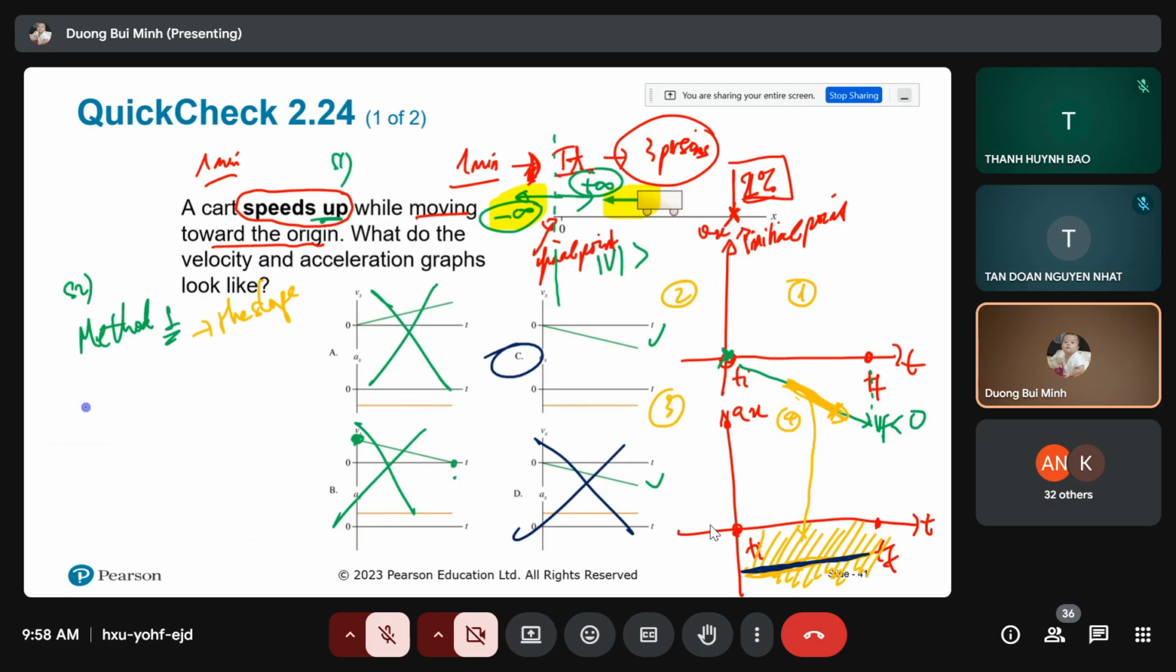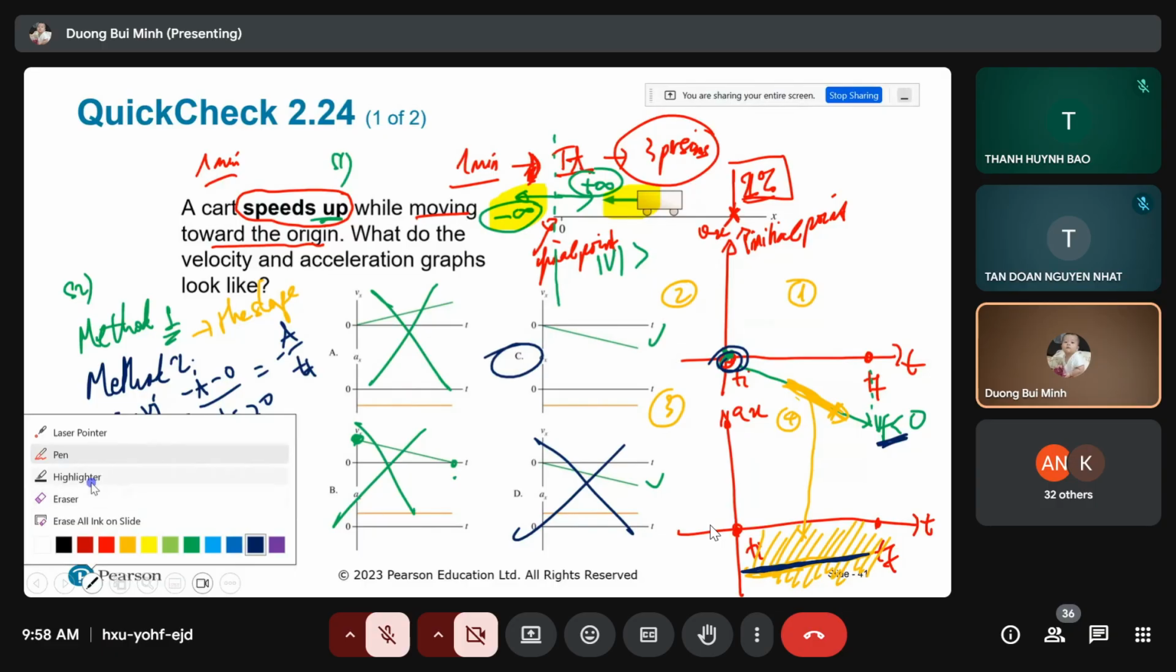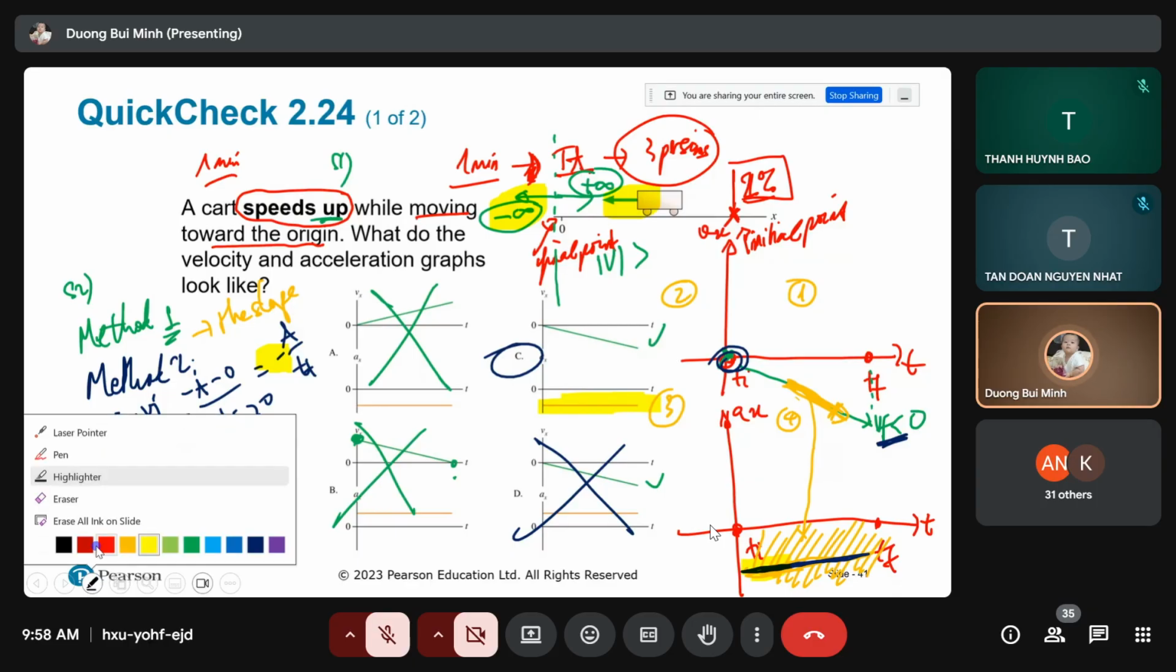Now let me think. We have method 2, right? We apply the formula: Ax equals Vf minus Vi over Tf minus Ti. Ti is 0, so Tf is positive. Now Vf is negative, maybe minus something like that, and Vi is 0, minus 0. So you get minus something over Tf. So you get minus.